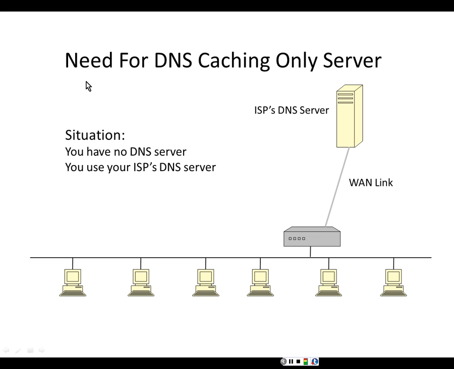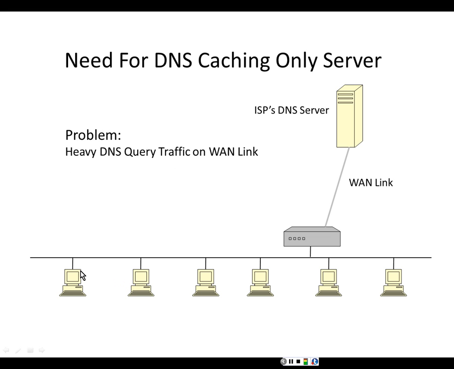So let's start out with a statement of the problem. Why is there a need for a caching-only server? What we have here is a small network, and this network has no DNS server. This network uses the DNS server of our internet service provider. So the problem is this makes for heavy DNS query traffic on the wide area network link.